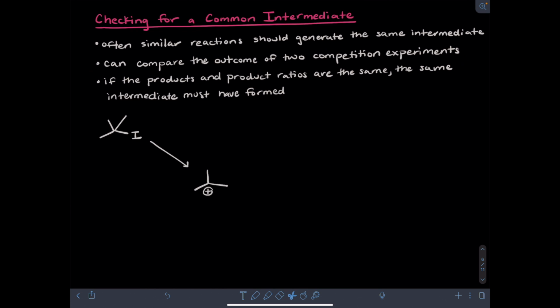Let's imagine a tertiary alkyl iodide losing its iodide leaving group to form a carbocation. In your competition experiment, you would have a mixture of two nucleophiles around. I'm just going to call them nucleophile A and nucleophile B, but these could be any two different nucleophiles. The carbocation intermediate could react with nucleophile A to give one substitution product, or the carbocation intermediate could react with nucleophile B to give a different substitution product.